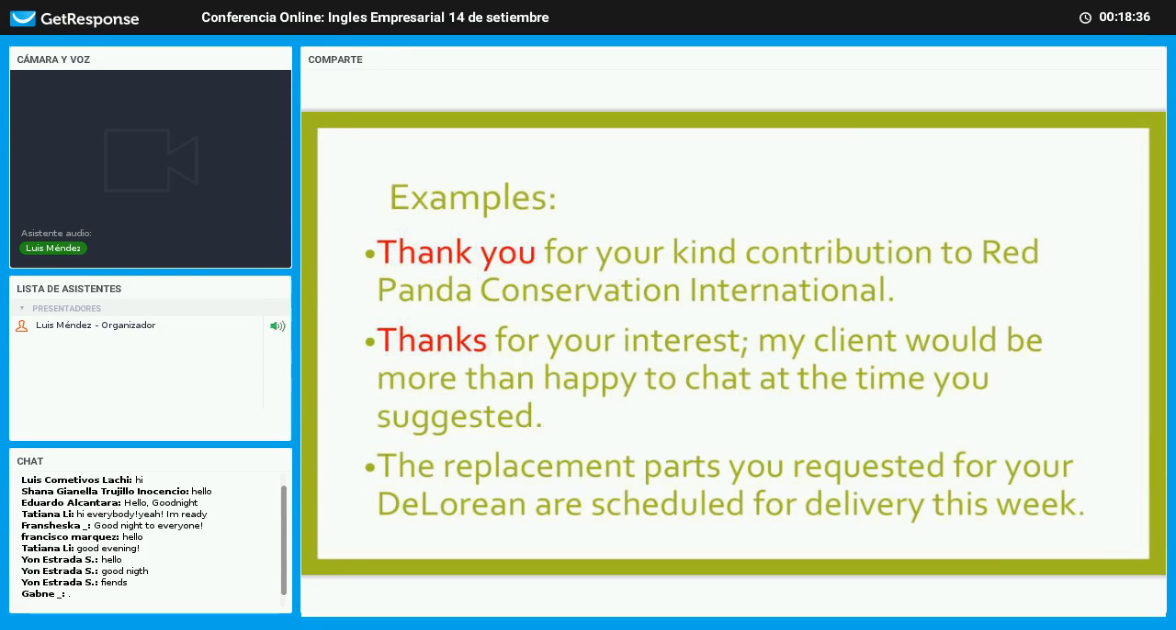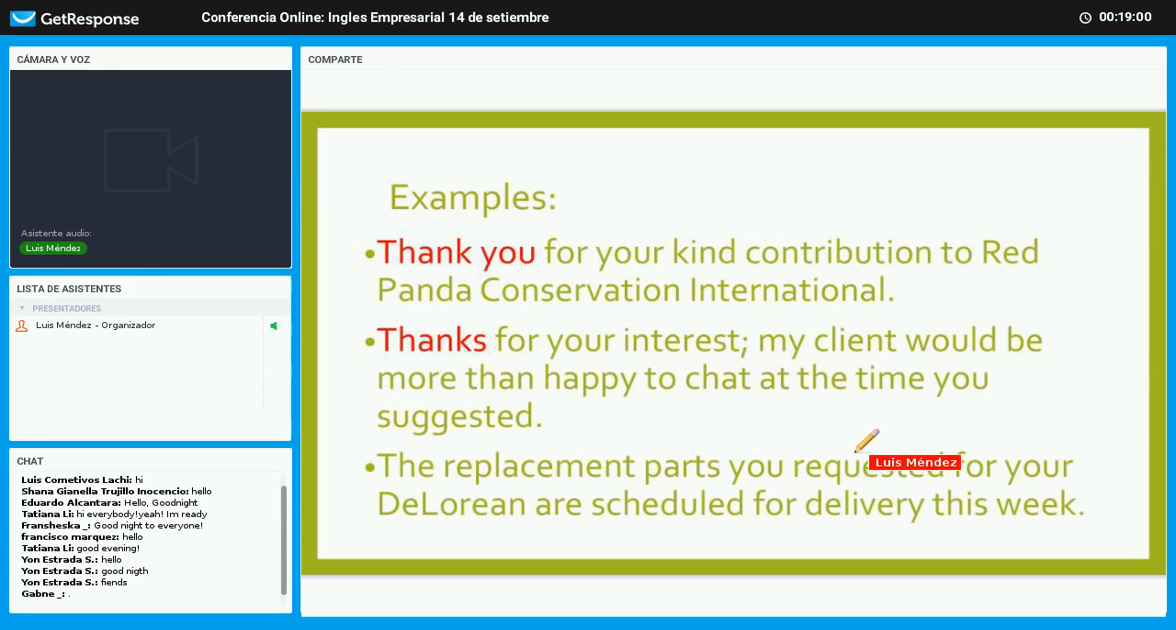Some examples that we could use here when thanking a person are: thank you for your kind contribution to Red Panda Conservation International. You can start with thank you. You can also say, thanks for your interest. My client would be more than happy to chat at the time you suggested. Okay, this is the introductory line.